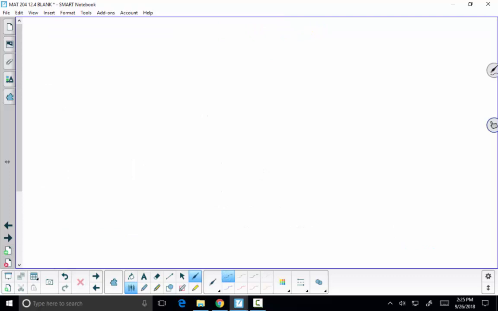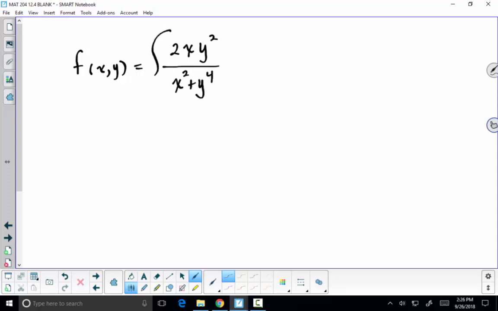I guess it's not an example. It's just a continuation of that function. So somebody tell me what that function was. It was 2xy squared divided by x squared plus y to the 4th. I'm sorry, say that once more. 2xy squared divided by x squared plus y to the 4th. Okay, so there's the function when we're not at the origin. So is that right? Yes. Okay, so let's investigate this limit.